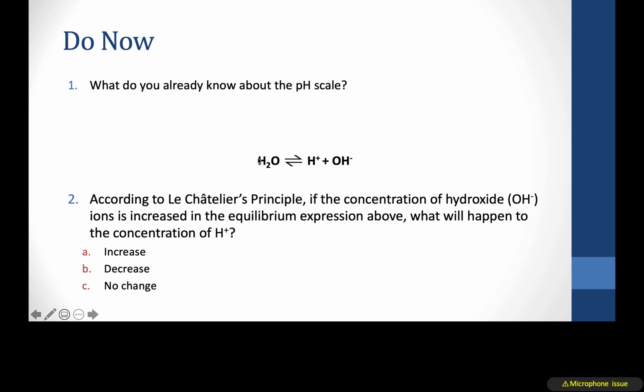So by shifting to the left, we're adding OH minus, shifting to the left, we're going to decrease the concentrations of everything on the right. That means the concentration of H plus will decrease. If I have this system at equilibrium, I have a certain concentration of H plus, and I add more OH minus, it's going to combine with that H plus to make water, and I'm going to have less H plus left over. So the answer here is B, decrease. H plus will decrease. That's going to be important today.